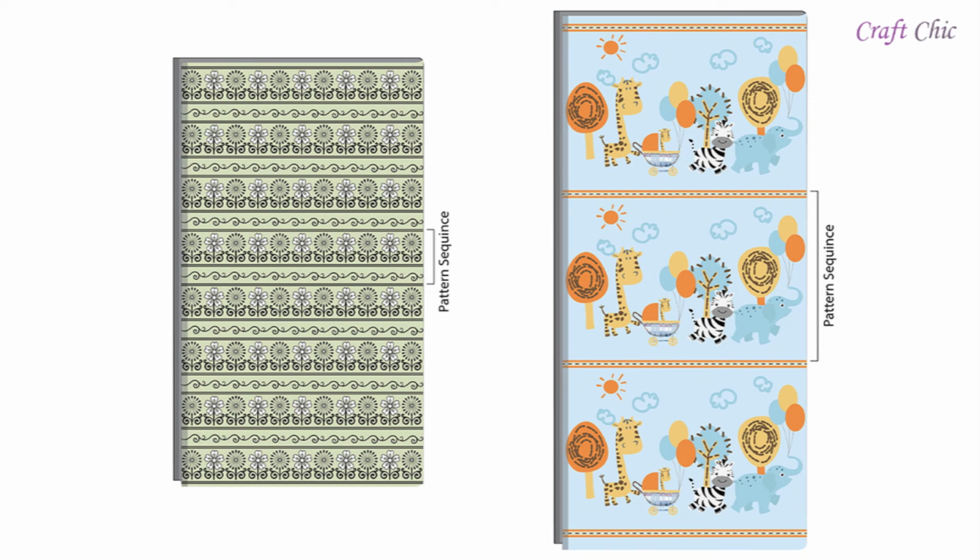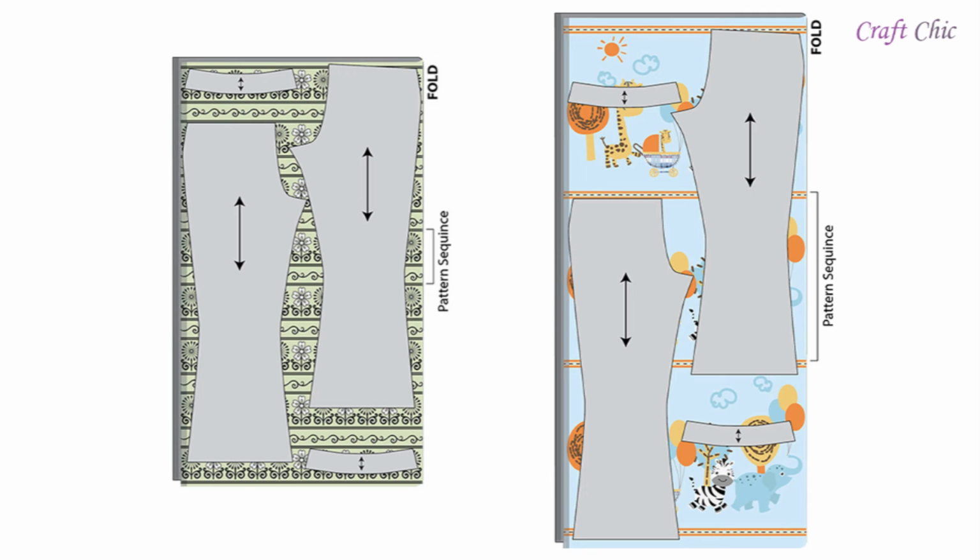For me, the easiest way to match the pattern is to use the sequence as a guide. So let's say I want to make a pair of pants and I want to match it on the sides. Then I will align the top of the sides at the same spot in the pattern sequence. In the second example, you will see that I have a little bit more wastage in order to match my pattern, but it's just because the pattern sequence is much bigger than the first one.